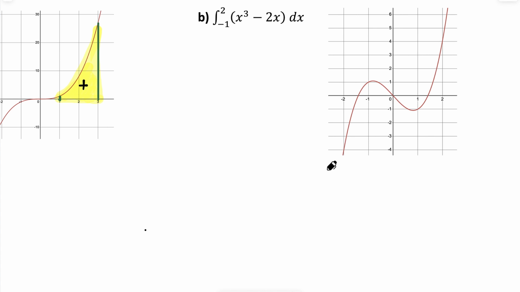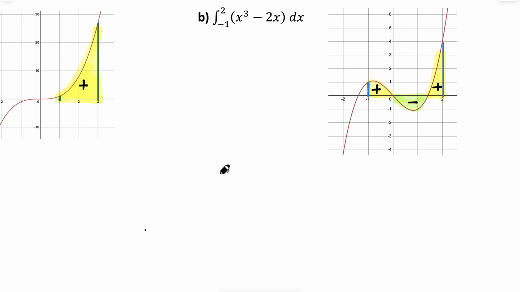Part B, I have the definite integral between negative 1 and 2 of x cubed minus 2x dx. So let me mark off my boundaries of integration again. Notice on this interval, the function is above the x-axis in two parts, but below the x-axis in this green shaded part here. So when I evaluate my definite integral, I'm going to have a couple positive areas and a negative area. What the definite integral is going to give me is the sum of those signed areas. So the negative area is going to take away a little bit of those positive areas, and I'm going to get a net signed area for this definite integral.